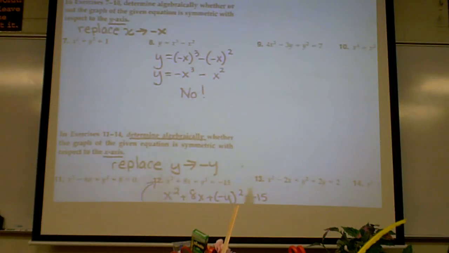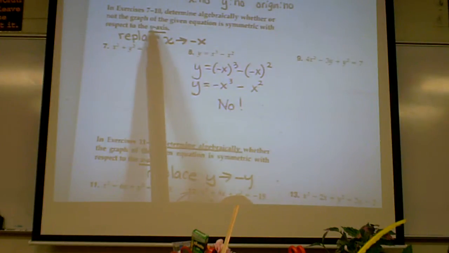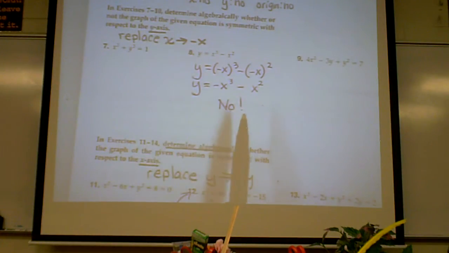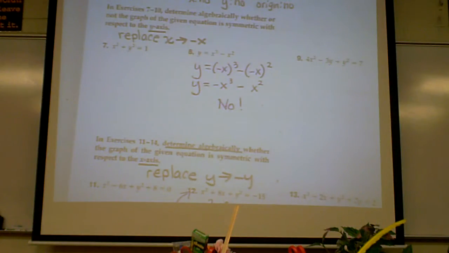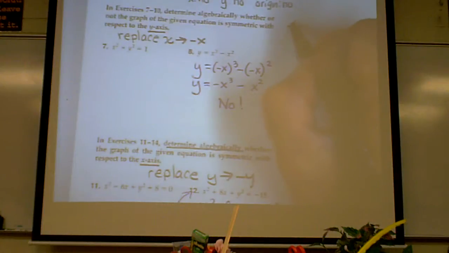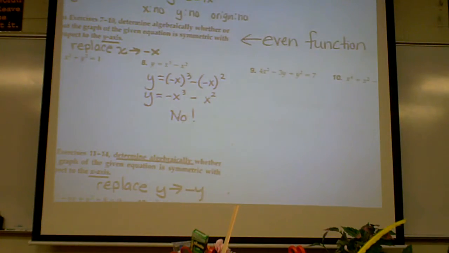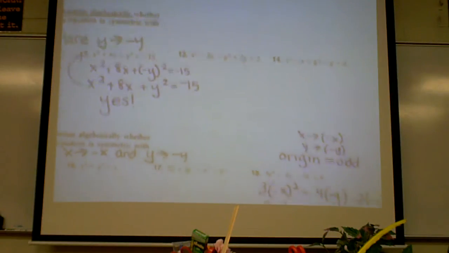Now, what if I change this direction and I said determine algebraically if this is an even function? It's the same question. Even means y-axis, odd means origin. Is there another name for the x-axis symmetry? No, because it's not a function. An even function means it has symmetry to the y-axis. Odd function means it has symmetry to the origin. You gotta know that. And then flip to the back.